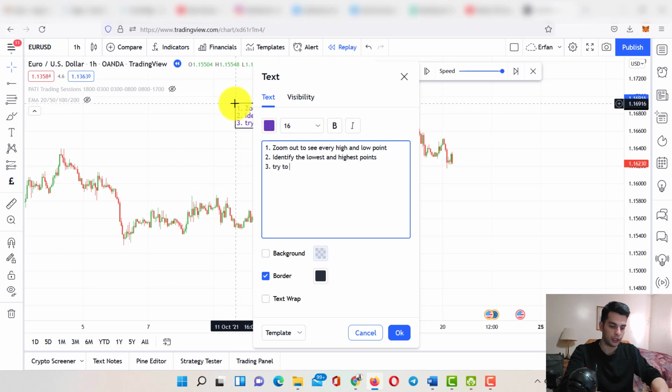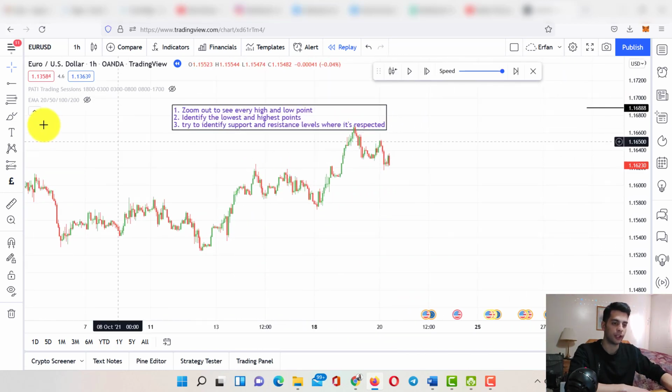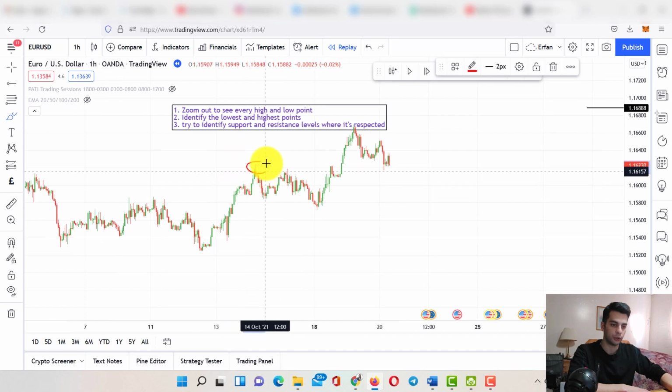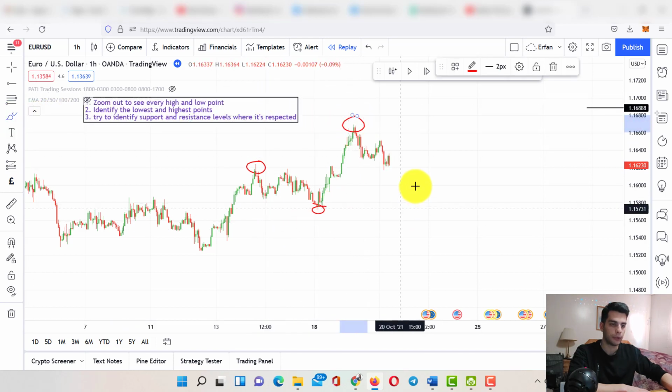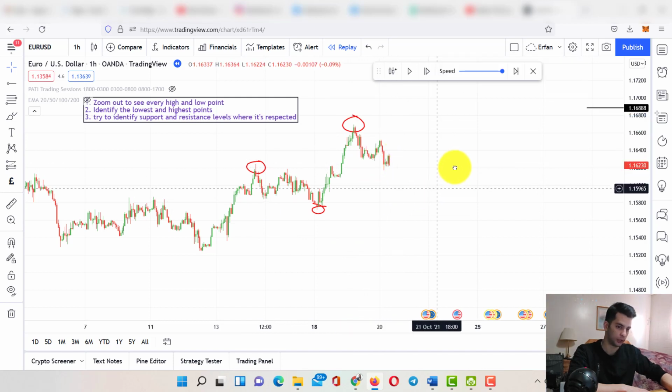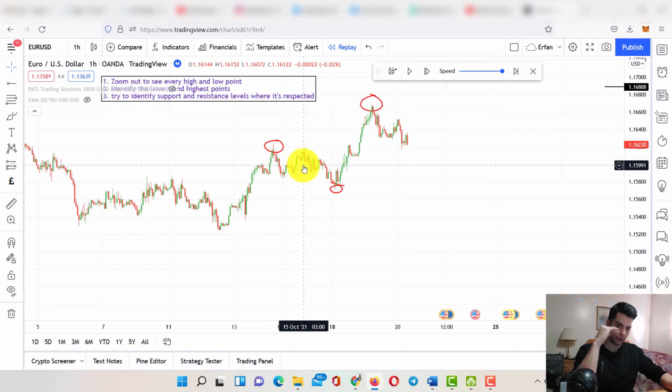Try to identify support and resistance levels where the price is respected. It's very important to take this into consideration. When I zoom it out, I can clearly see this one, which is the highest point. This one is the lowest point, and again here, let me just drag it here, we have another high point right here, and it's creating another low point probably here, but I have to move forward. So these three can show me where I can put my line to see where it's respected.